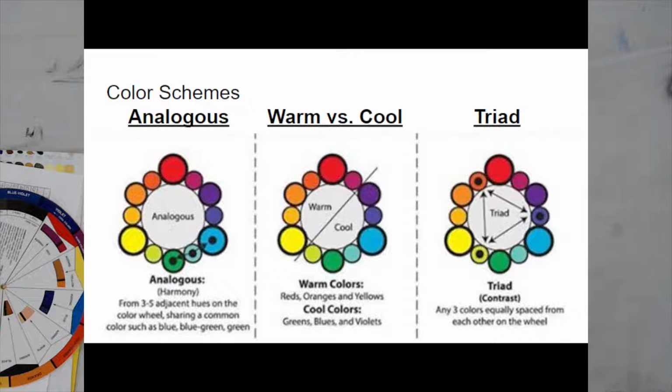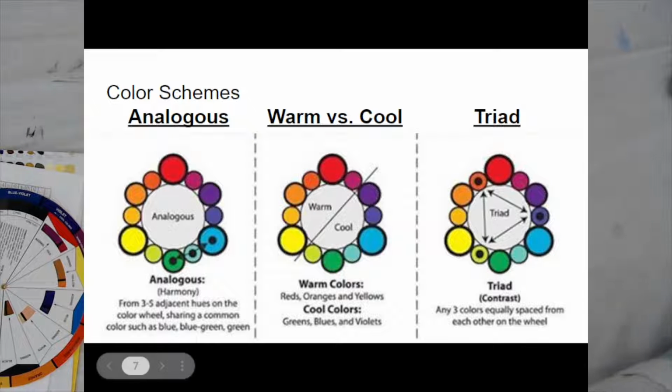So there are more color schemes that we can take a look at, depending on how advanced you want to get. But even the first three will go a long way to improving your use of color. These three are analogous, warm versus cool, and the triad. An analogous color scheme is a harmonious color palette. It has 3 to 5 adjacent hues on the color wheel sharing a common color, such as blue, blue-green, and green. So they all share a common color.